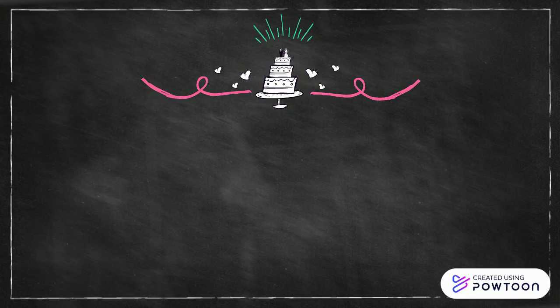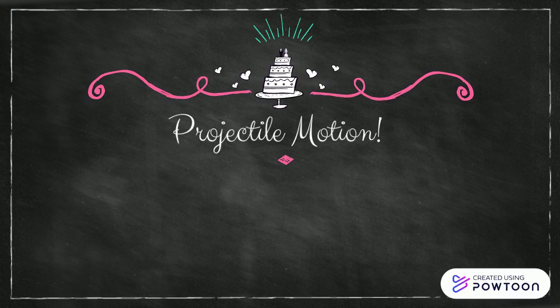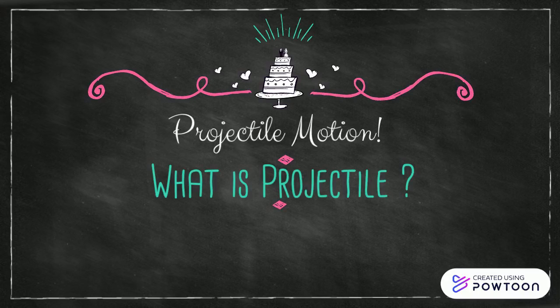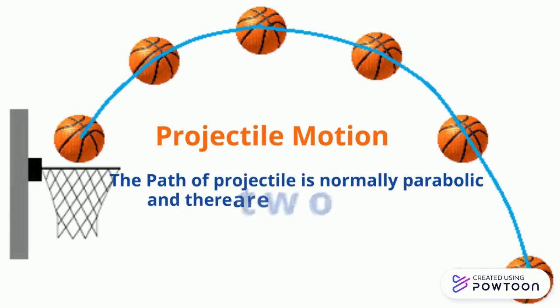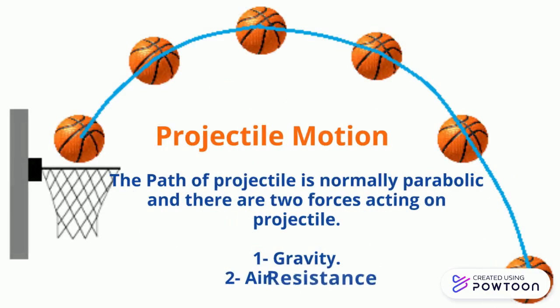Let's start with projectile. A projectile is an object which is launched into the air. The path of a projectile is normally parabolic by nature, which is caused by two forces acting on a projectile, which are gravity and air resistance.